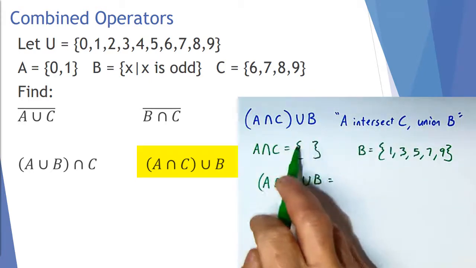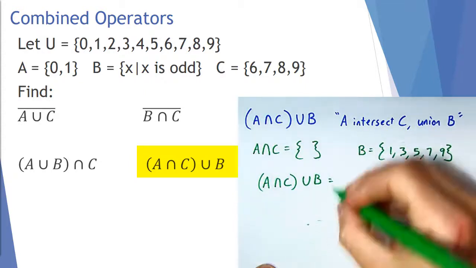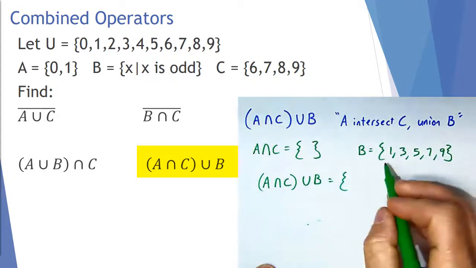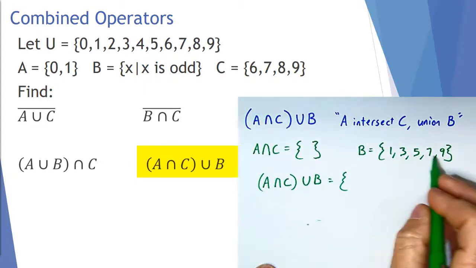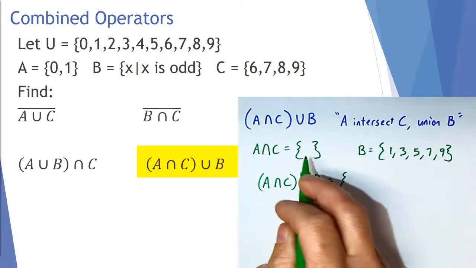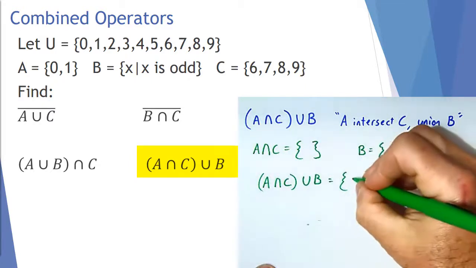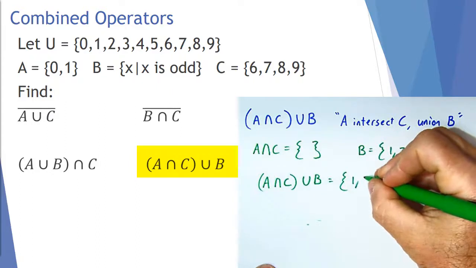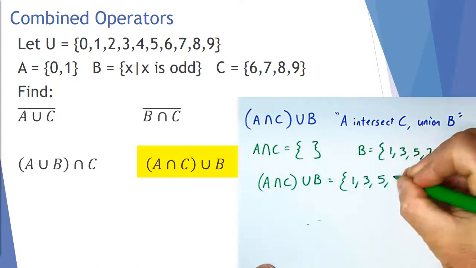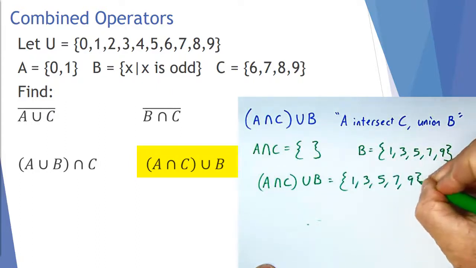And if we join the empty set with the odds, we end up with the odds. These are the only numbers that make it into the union. There are no numbers in the empty set. So our union will consist of 1, 3, 5, 7, and 9. That's kind of a tricky one.